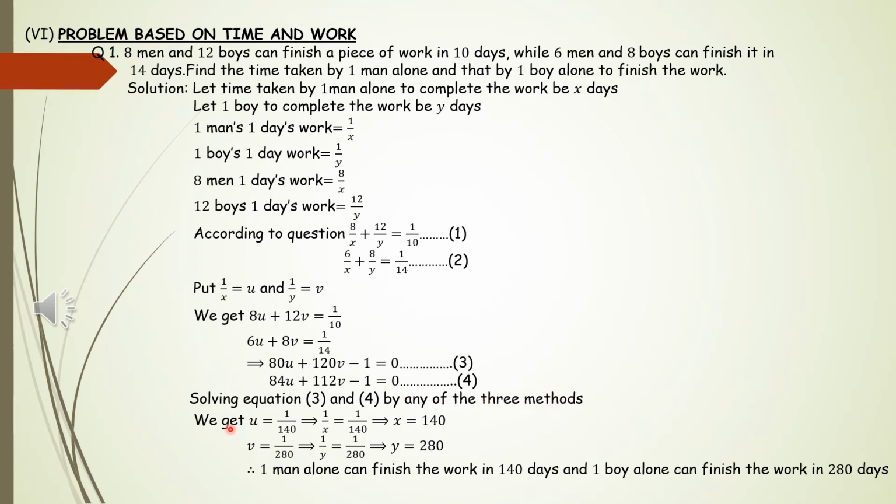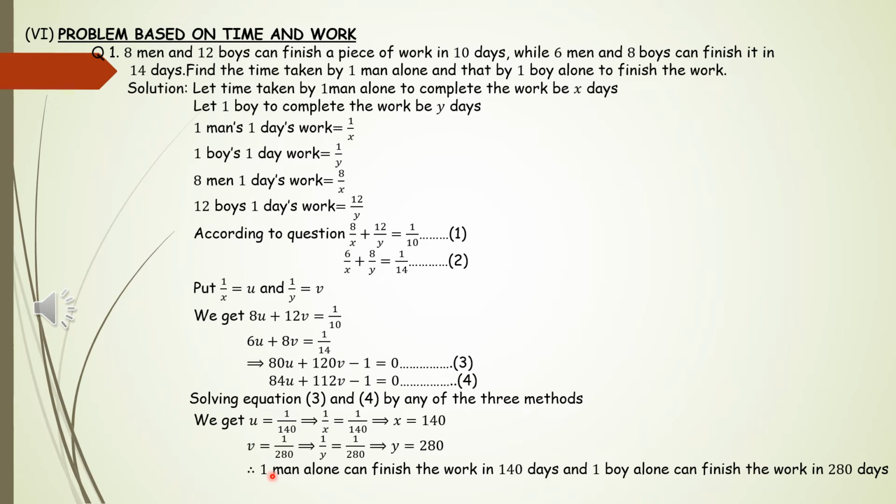You can use elimination or substitution or cross multiplication method. We get u is equal to 1 by 140. That is, replace that u as 1 by x. So 1 by x equal to 1 by 140, that gives x is equal to 140. And similarly, v is equal to 1 by 280, which means 1 by y is equal to 1 by 280, which means y is equal to 280.